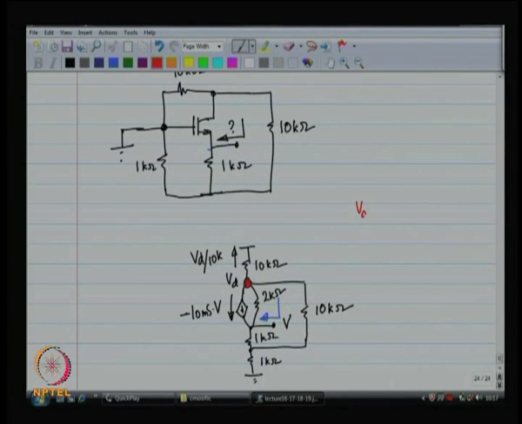So, I have got Vd by 10k plus (Vd minus V) by 2k minus 10 millisiemens times V, right? And plus this particular current, let us say this is Vx, (Vd minus Vx) by 10k is equal to 0.